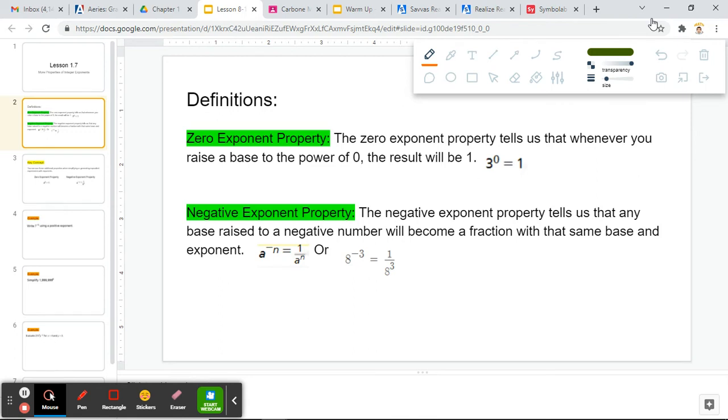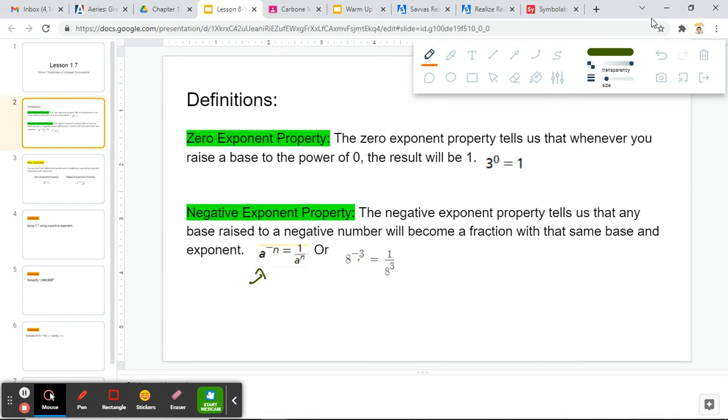Okay, the next thing we have is the negative exponent property. The negative exponent property tells us that any base raised to a negative number will become a fraction with the same base and exponent, except now it's in the denominator. So for example, if we're thinking about this algebraically, a to the negative n would become 1 over a to the n. Or for example, if we're raising an integer to a negative power, 8 to the negative third will become 1 over 8 to the third.